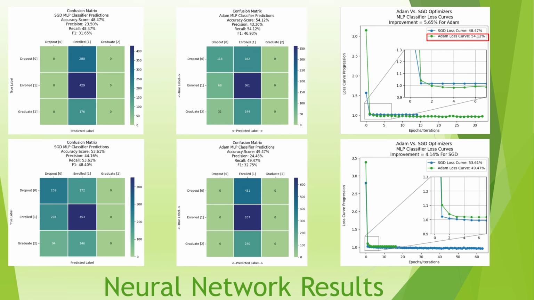For our neural networks, the Adam optimizer achieved 54.12% accuracy, slightly outperforming decision trees at 53.99%, along with other hyperparameter tweaks of both models. Confusion matrices highlighted significant misclassifications, especially between dropout and enrolled, and unfortunately there were no correct predictions for the graduate class, reflecting a bias towards majority classes.